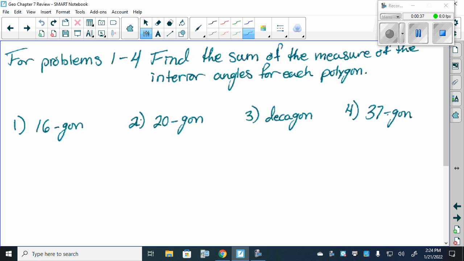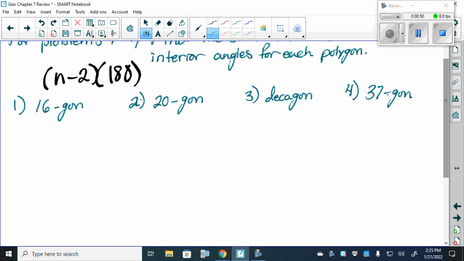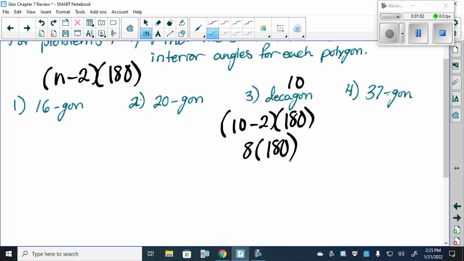Now, the sum of the interior angles for any polygon is given to us by the formula n minus 2 times 180. And this formula here will give us the sum of the interior angles for any and all polygons. So if we look at, say, a decagon, well, a decagon is a 10-sided polygon. So we would do 10 minus 2, which would be the sum of the interior angles for this here. So depending on the number of sides, we plug it in for n, and it will tell us the sum of the interior angles for any polygon.